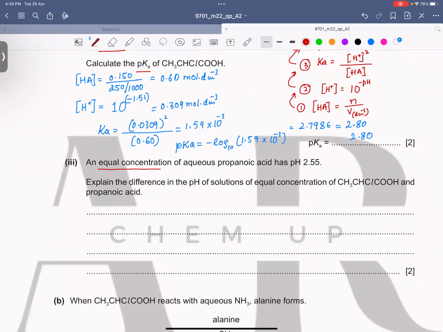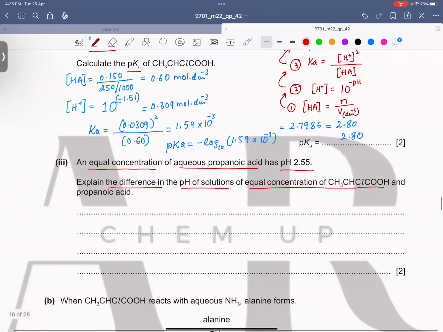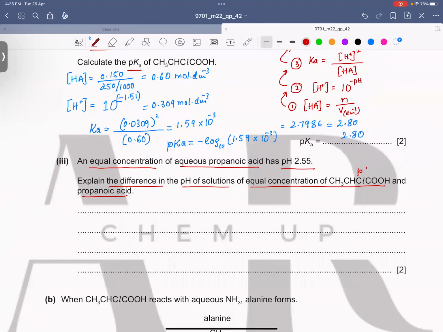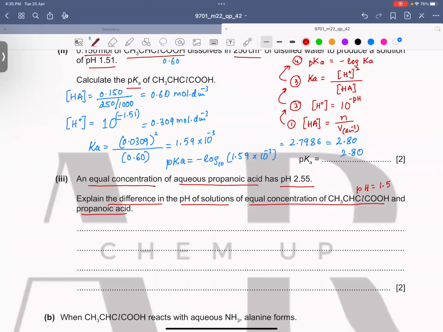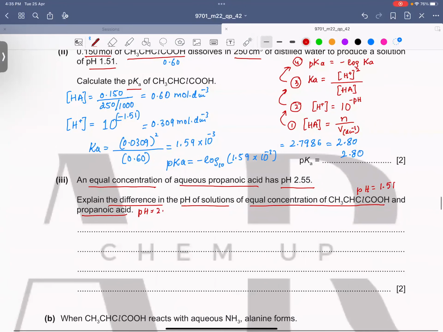An equal concentration of aqueous propanoic acid has a pH of 2.55. Explain the difference in the pH of the solution of equal concentration of 2-chloropropanoic acid and the propanoic acid. So its pH is 1.51 and its pH is 2.55. Basically, if you recall, pH is the measure of the degree of the hydrogen ions present in the solution. So if its pH is greater, which means there are lesser hydrogen ions in the solution, hence it's a weaker acid.